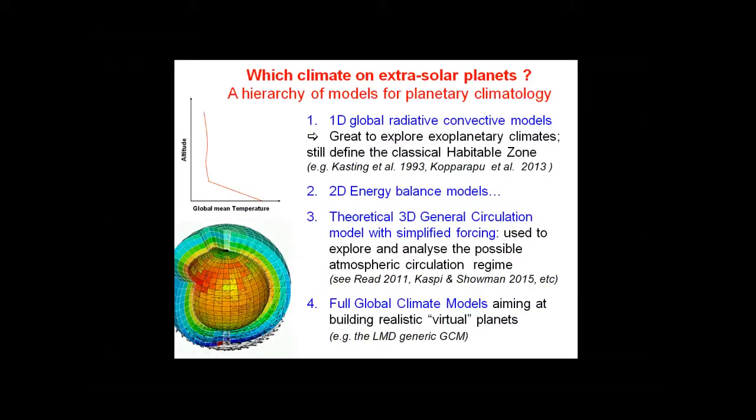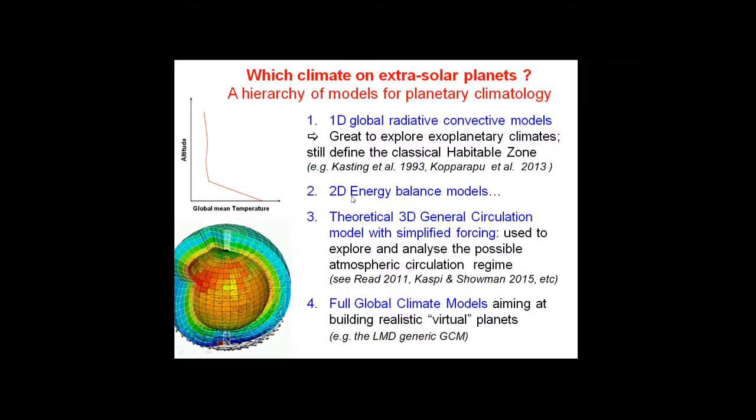So, to explore the possible climate on extrasolar planets, you have various models that have been used in the literature, and you have to be careful when you read different papers. It depends really on the kind of tool they use. There are some limits, of course. The first kind of tools that are used are 1D global radiative convective models. They are still used a lot to define the classical habitable zone. The historical paper by Jim Kasting in '93, and all the Kasting team, like all the work by Ravi Kopparapu. And of course, it's still very useful to explore the possible climates depending on the atmosphere and so on.